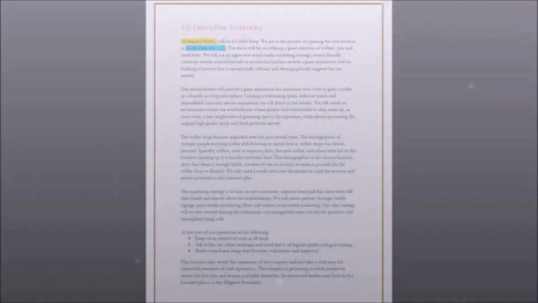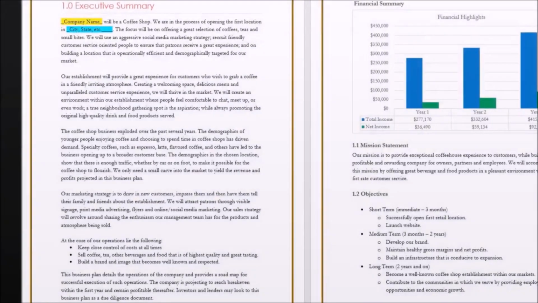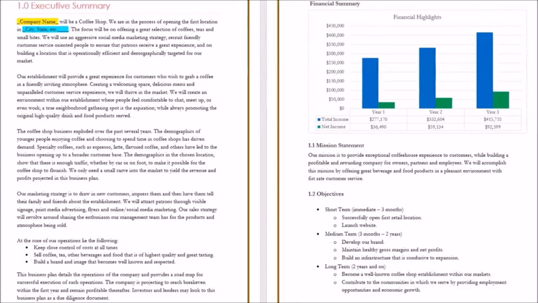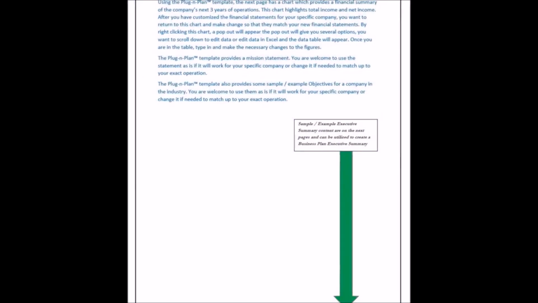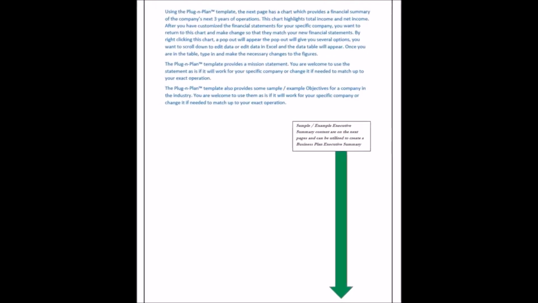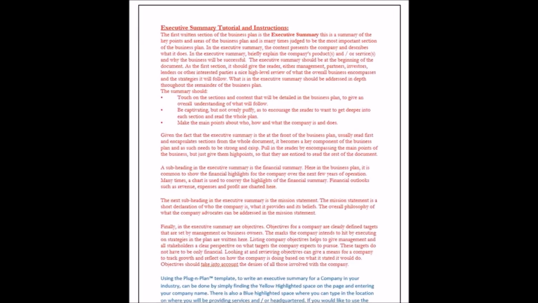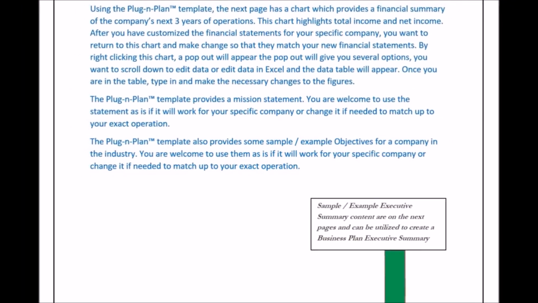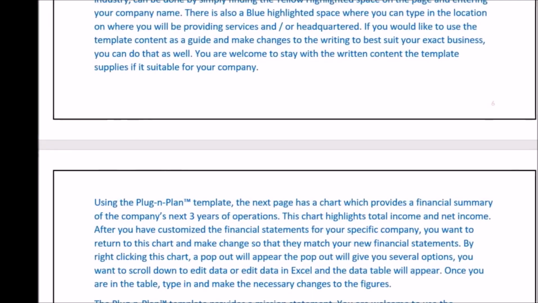Using the plug and plan template to write an executive summary can be done by simply finding the yellow highlighted space on the page and entering your company name. There is also a blue highlighted space where you can type in the location of where you will be providing your services. If you would like to use the template content as a guide and make changes to the writing to best suit your exact business, you can do that as well. You're welcome to stay with the written content the company supplies if suitable for your business.